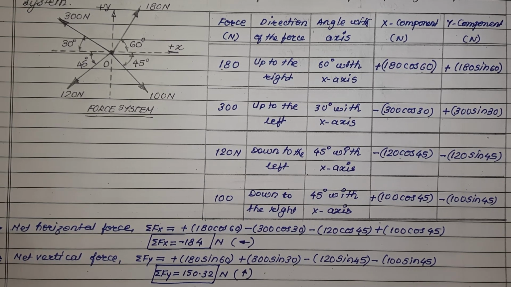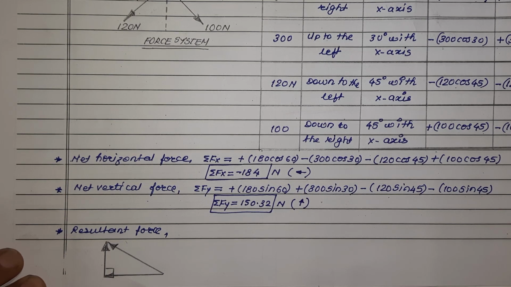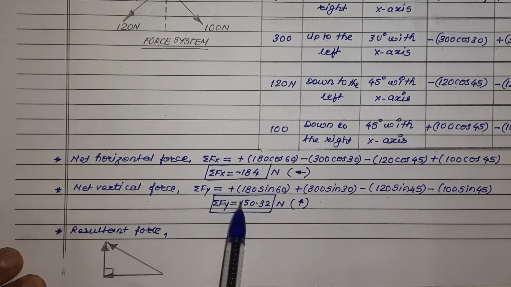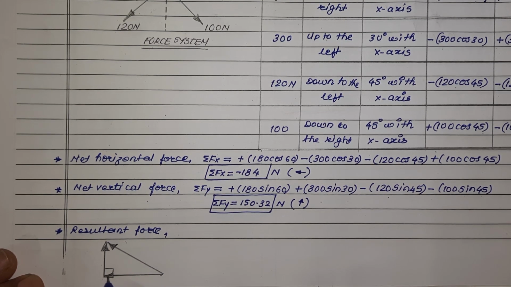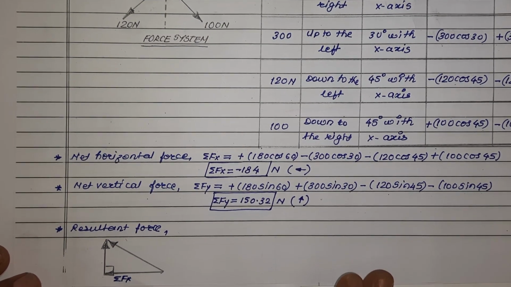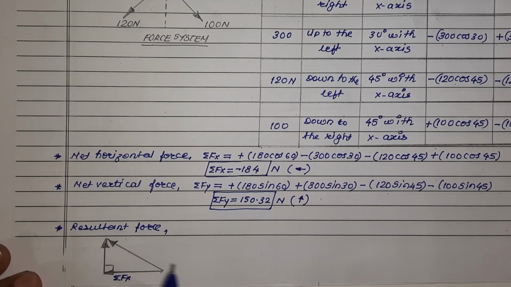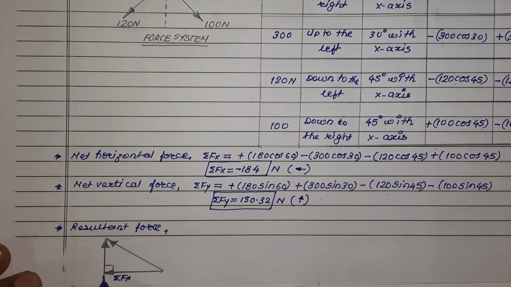Now we will find out resultant force. To determine resultant force, we have to draw a force triangle, the force triangle for sigma Fx and sigma Fy. Sigma Fx is 184 with negative sign. That means if we first plot this negative force, it will start from this point and go leftward. So this would be written as sigma Fx. Thereafter, as per triangle law, we have to draw the second force taken in order. So wherever this sigma Fx has ended, from there we have to start drawing this sigma Fy. Sigma Fy is positive 150.32.